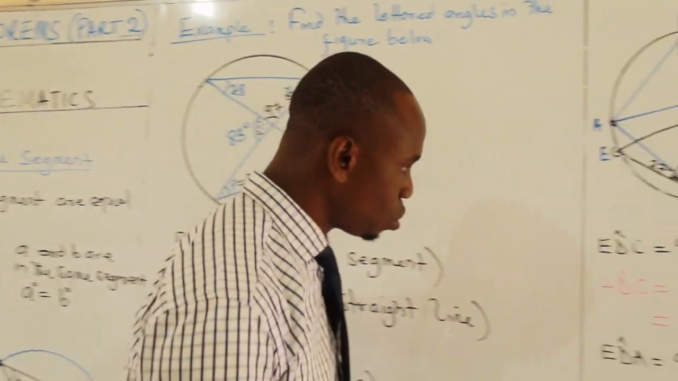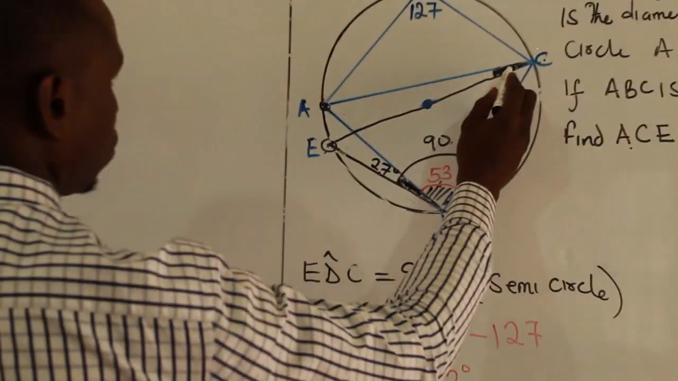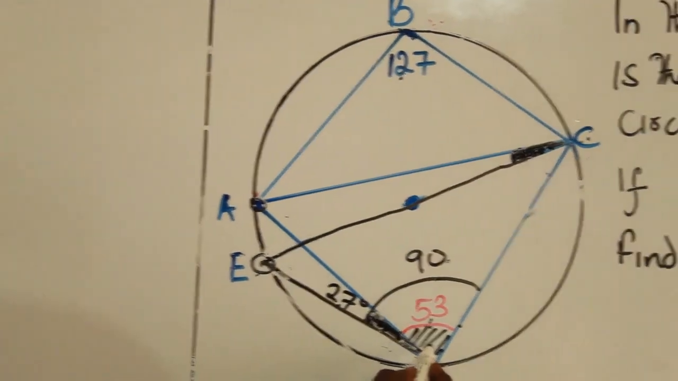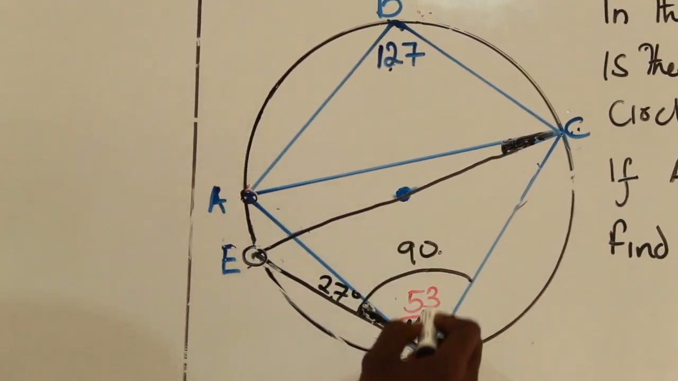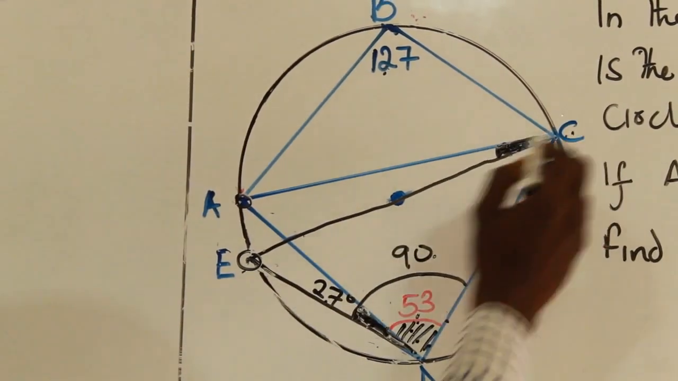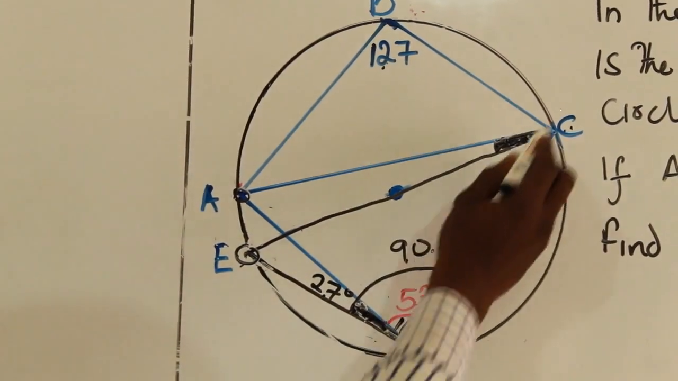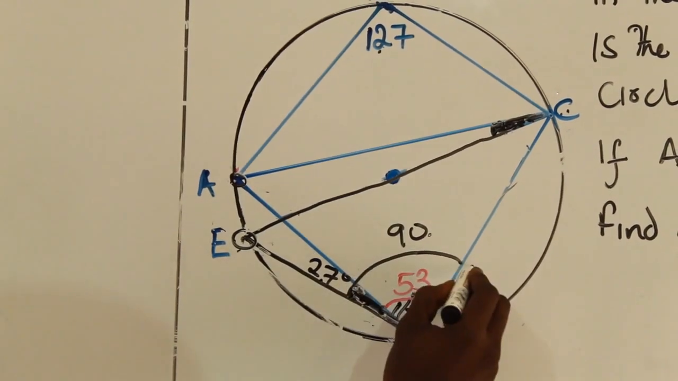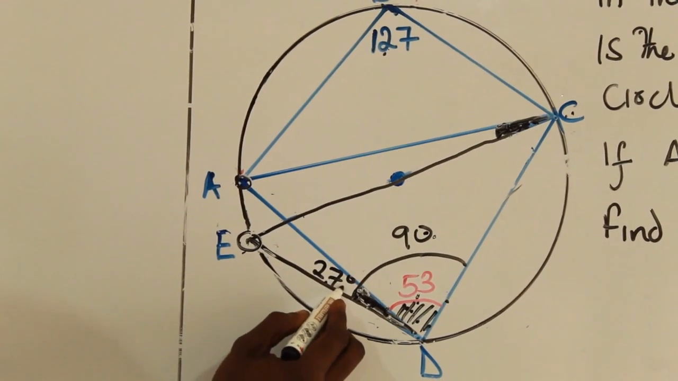I want to also remind you that we got this angle by relating the 127 given to this part as opposite angles of a cyclic quadrilateral. We knew that that part was 53. We also knew that since this line EC is a diameter, then the angle EDC is 90 degrees. Now that we know that part is 90, we subtracted 53 from 90 to get this part, which is 27.